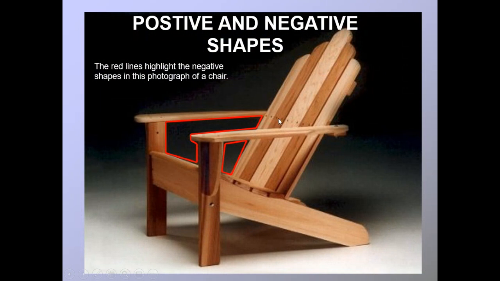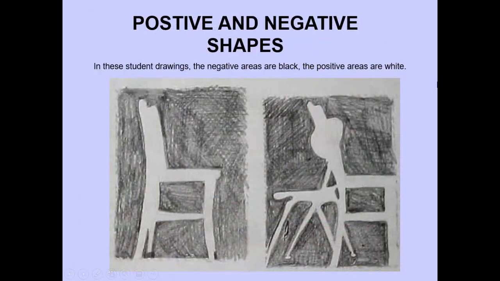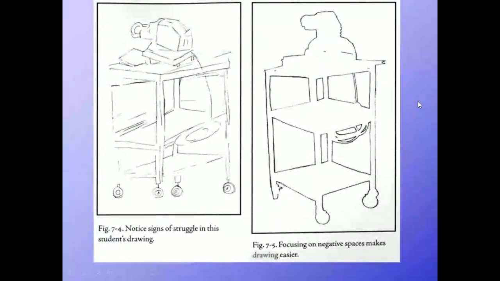So again, the positive is the solid thing, the object, the subject, what's outlined here in red. The negative shape is this space that's empty in between the solids. You can take a look here at some drawings by your students, and they're of chairs. You can really clearly see that what we drew was not actually the edges of the chair. What we drew was the empty space, the holes, the negative shapes. So in this case, the negative shape has been shaded in with black. The positive area is in white.